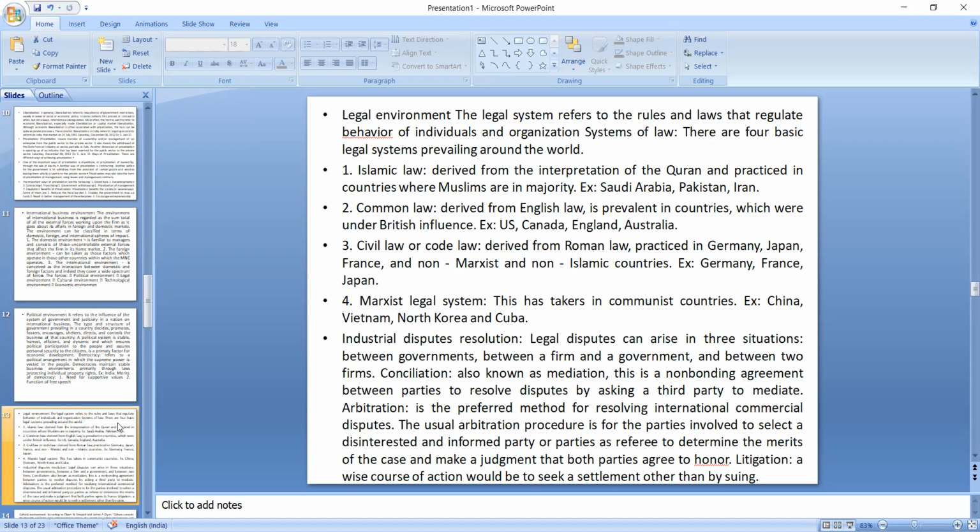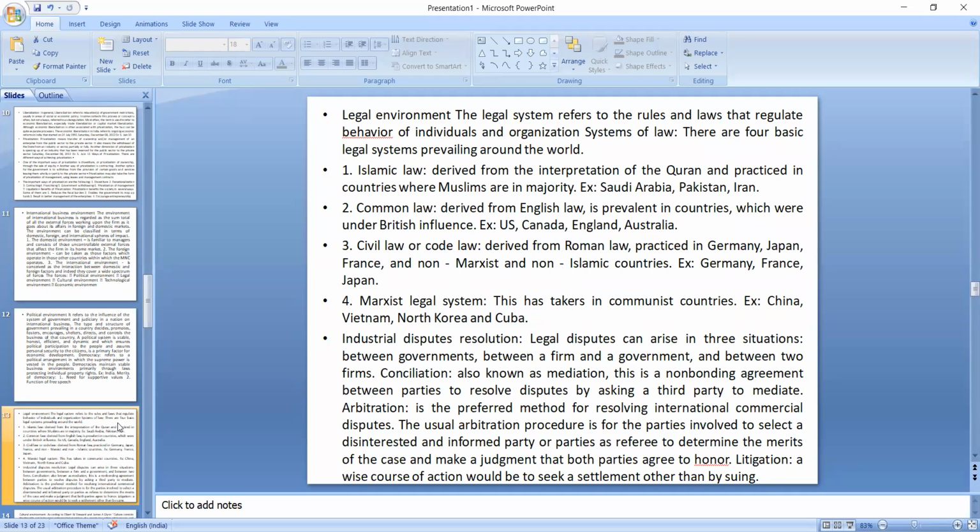Islamic law derives from the interpretation of the Quran and is practiced in countries where Muslims are the majority: Saudi Arabia, Pakistan, Iran. Common law derived from English law, relevant in countries which were under British influence: US, Canada, England, Australia. Civil law or code law derived from common law, practiced in Germany, Japan, France, and non-Marxist, non-Islamic countries. Marxist legal system is found in communist countries: China, Vietnam, North Korea, and Cuba. So these are the legal environment.